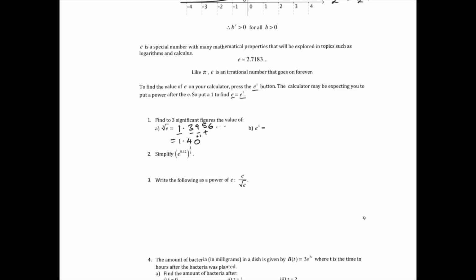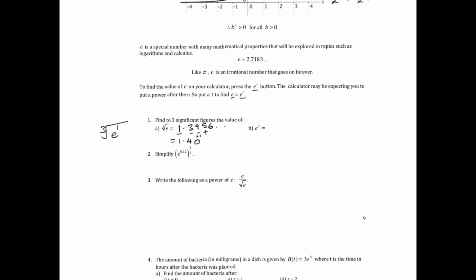Now, if you had trouble doing that on your GDC, well, for instance, on your scientific calculator, you had to press Shift, then the root button to get the cube root, then press Shift LN to get the e, and then it was expecting a power, so you just put a power of 1. So it looked more like this on a scientific calculator.